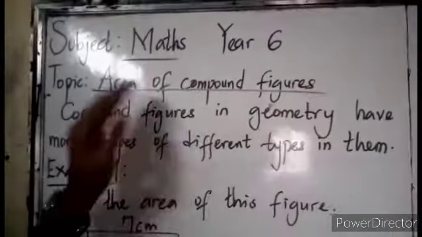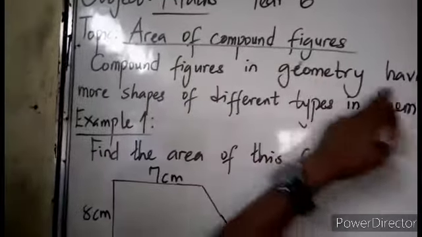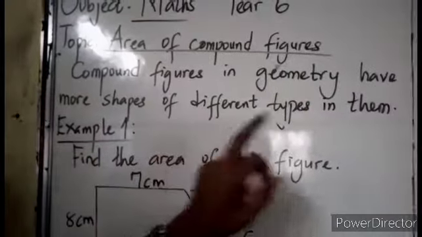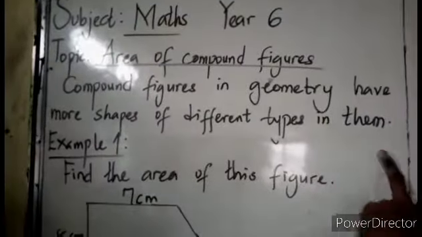Compound figures in geometry have more shapes of different types in them. This simply means that this is an example. We are talking about this first example. In a compound figure, there might be 3 shapes or 2 or more.